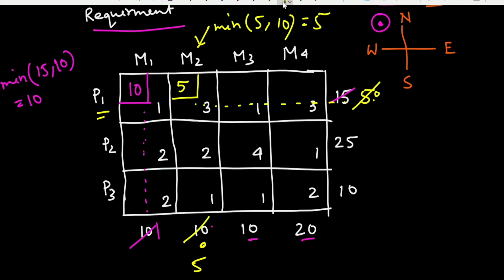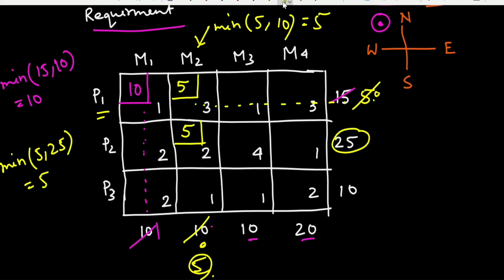So now the leftmost and uppermost cell is this cell. Here we allocate the minimum of requirement and availability, which is equal to 5. So we allocate 5 to this cell, therefore the requirement for market 2 is exhausted, and the availability from origin P2 remains 20 units.